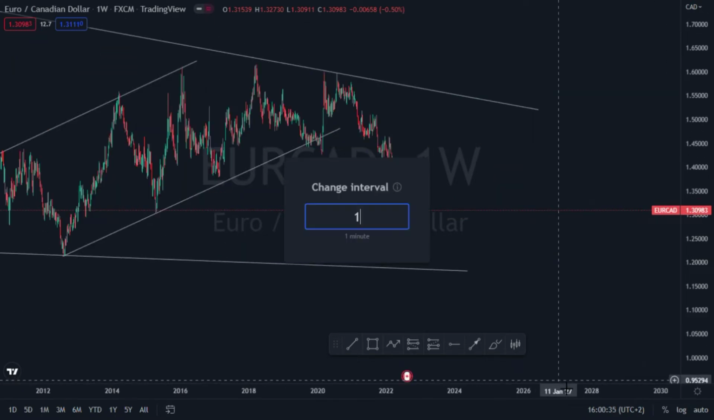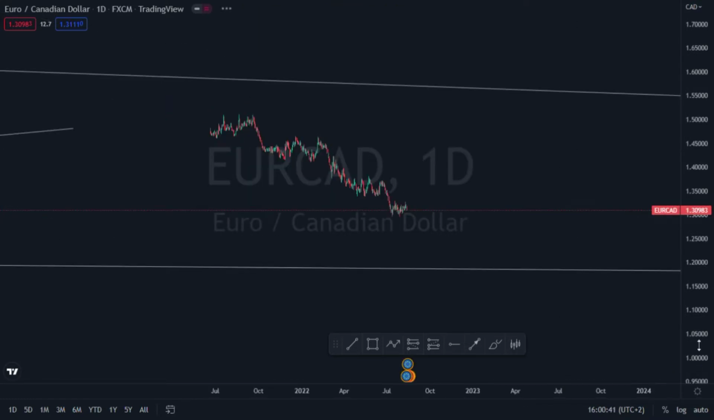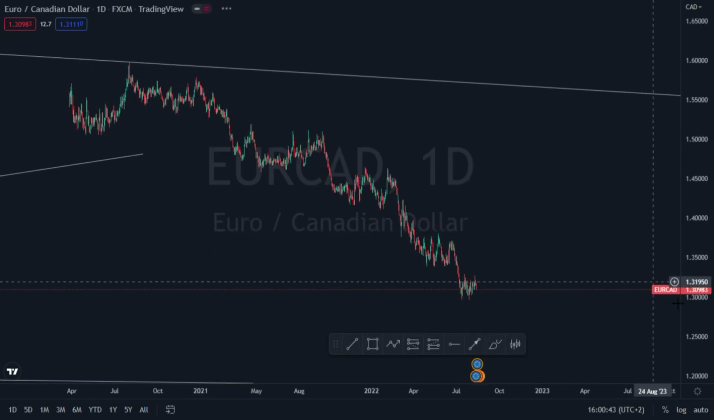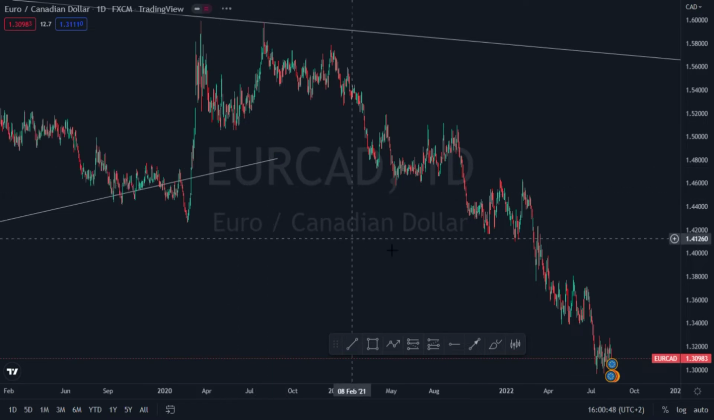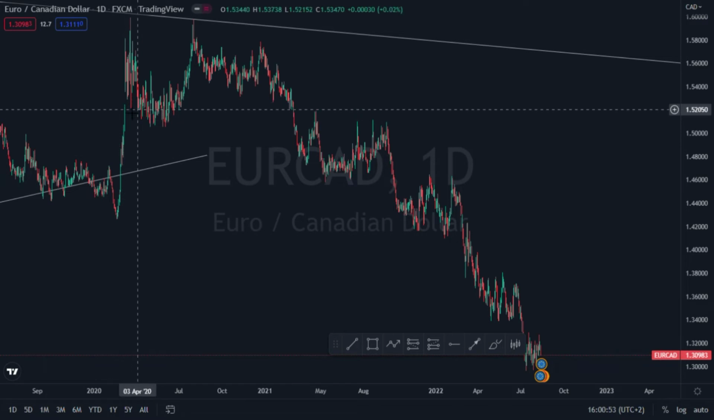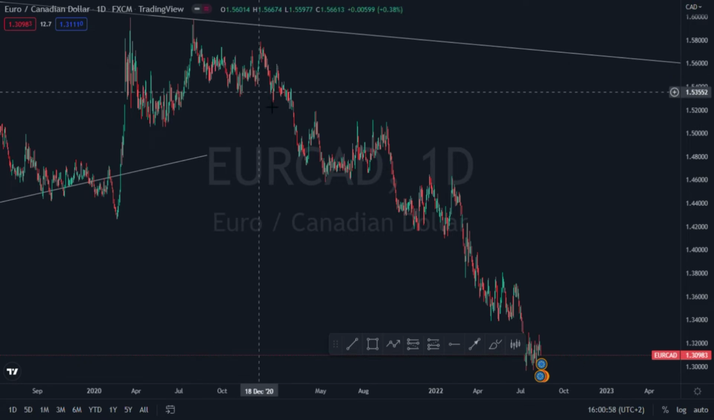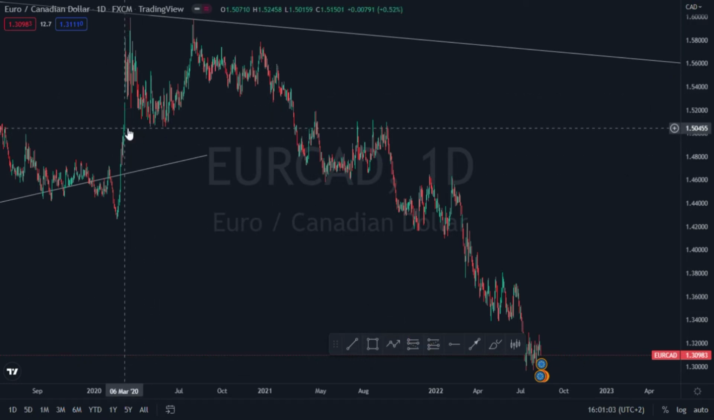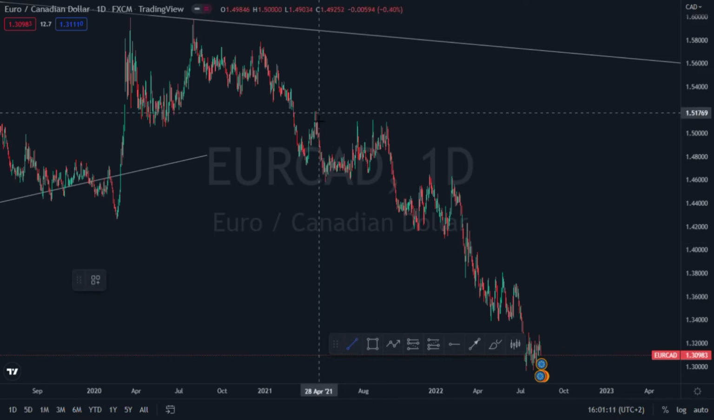If I go down onto the daily time frame, I can already see that we had that break of structure right there, and after that break of structure, the market was manipulated. We had that gap right there, and there was a lot happening. I don't understand what was happening there. I think it was around those COVID-19 days. So as you can see, we broke structure.